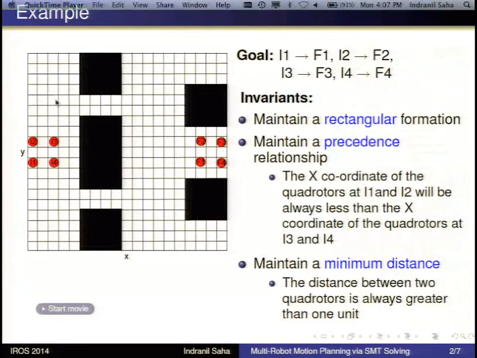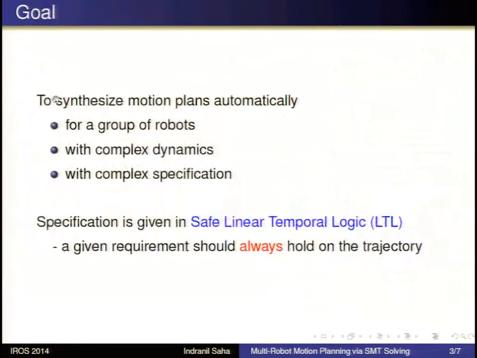So the goal of this work is to synthesize motion plans automatically for a group of robots with complex dynamics and complex specifications. In this work, the specification is given in a subset of linear temporal logic called safe linear temporal logic. Using safe LTL, we can capture properties that should always hold on the trajectories.